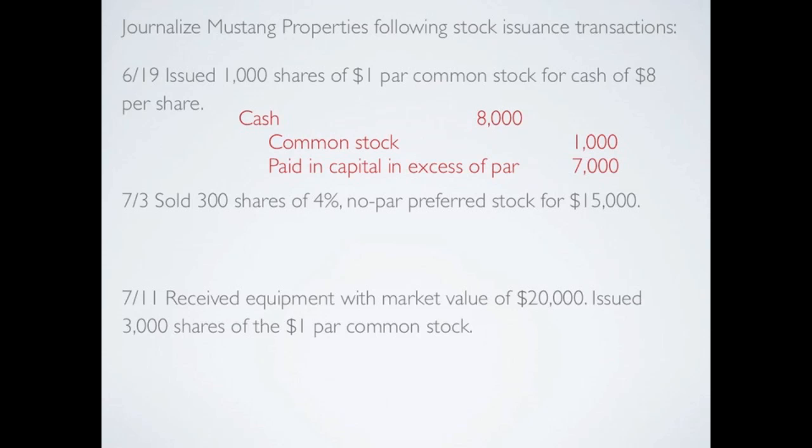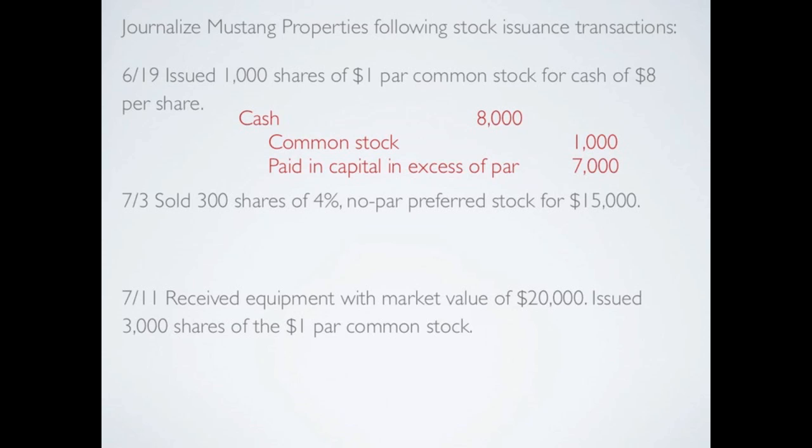On July 3rd, we sold, and when we're talking about stock, sold and issued are synonymous. They're the same. So we issued or sold 300 shares of 4% no par preferred stock for $15,000. So let's talk about a few things. Look at the 4%. That is your dividend rate or your dividend yield. It really isn't playing a part in this particular scenario as we're just journalizing the transaction, and dividends aren't part of this transaction.